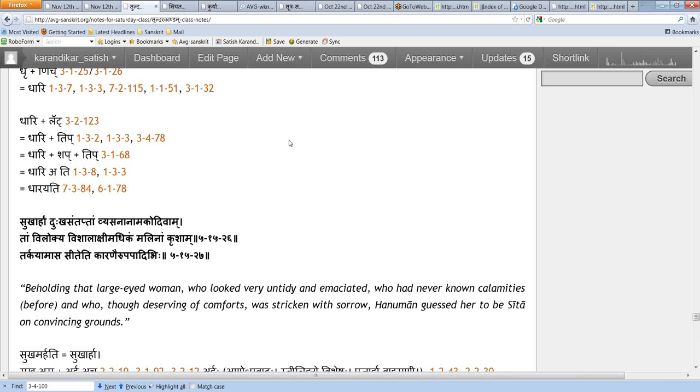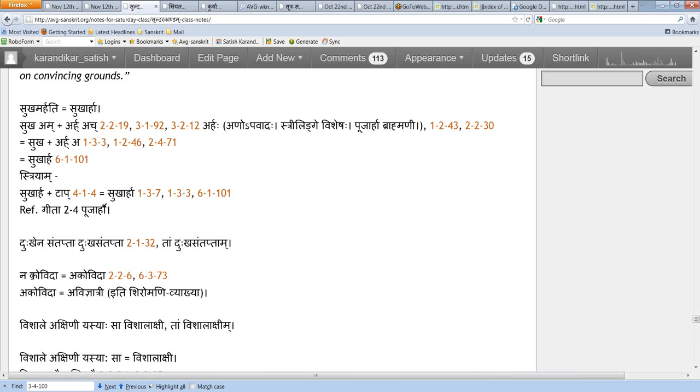Sukharham. Dukkasantaptam. Vyasananam. Akovidam. Oh, is there a typo? Oh, the typo here, I'm sorry. Kovidam, it should be. Can you correct that one, Ravi, please? Yes. Should be Kovidam. Down here is correct, down here should be Kovida. Okay, so the typo, I'm sorry. Should be Kovidam.